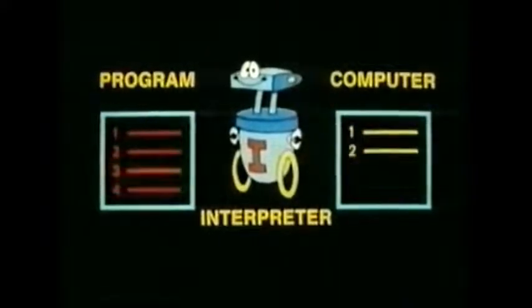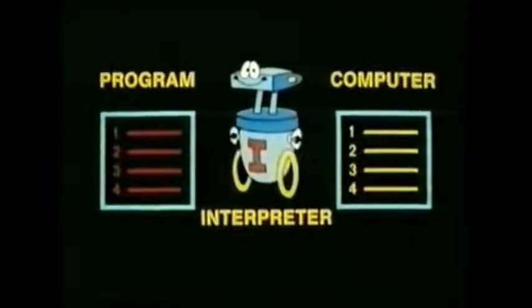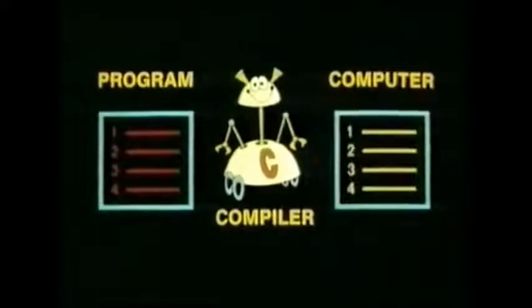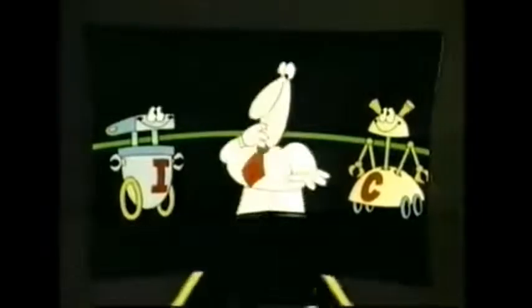Inter means between. The interpreter is always between your program and the computer, and it translates line by line. To compile, on the other hand, means to pile together. A compiler piles together your entire program and translates the whole thing all at once. Which one you use on planet Gobbledygook is entirely up to you.